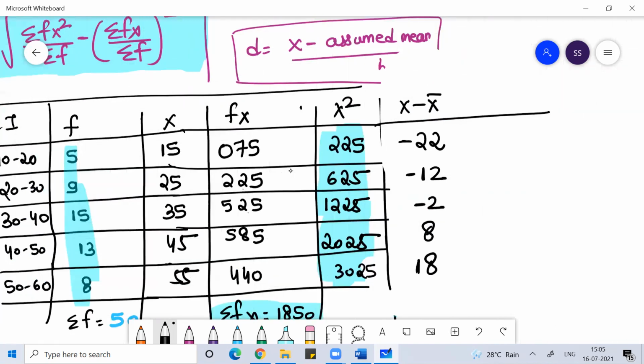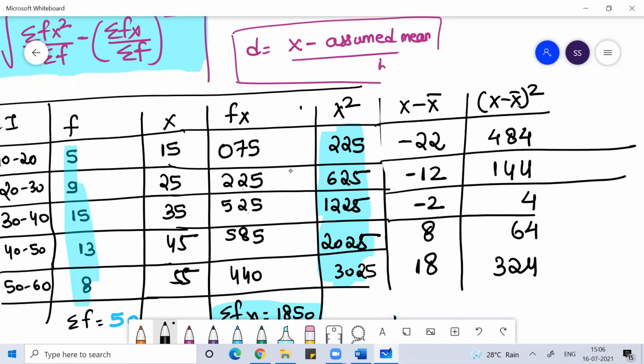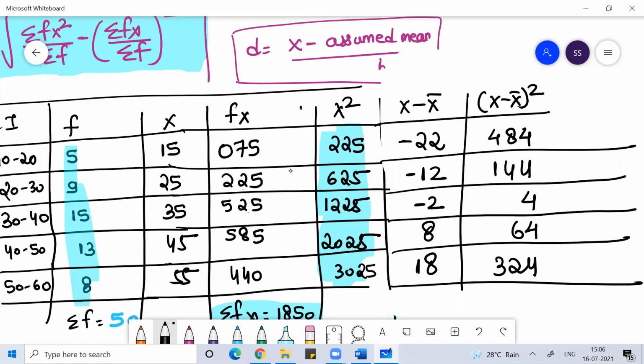Find x minus x bar. Then do x minus x bar square. Do the square of that, you will get 484. Then 144. Then 4. Then 64. And then 324. Find x minus x bar, and then do the square of that.